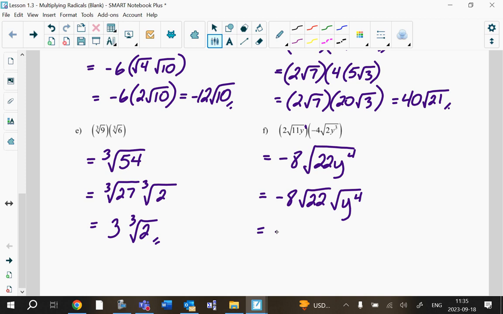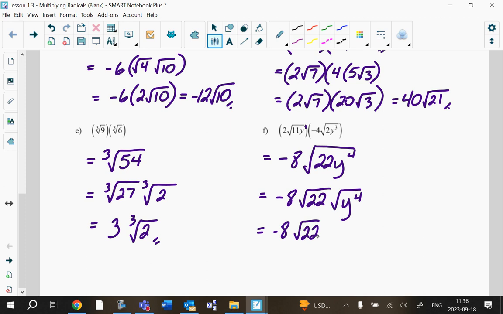Can you do anything with root 22? Is there a perfect square that goes into it? 22, 2 is not a perfect square. 1 goes into it, but then it doesn't change it. It just gets back to root 22, and then you start all over again. So you leave it.